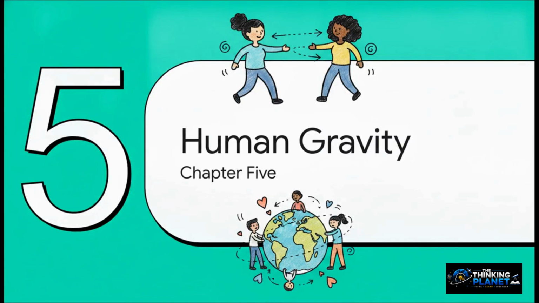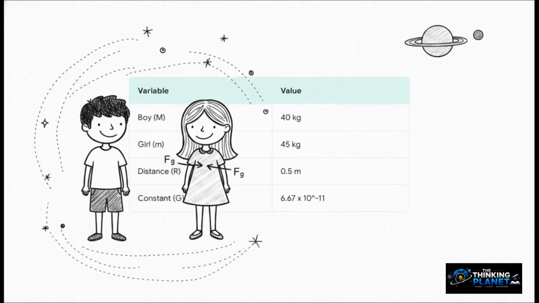Let's put this into practice. Chapter 5, Calculating Human Gravity. Let's test this in the real world with some everyday numbers. Imagine a boy and a girl standing next to each other. Capital M, the mass of the boy, is 40 kilograms. Small m, the mass of the girl, is 45 kilograms. The distance between them, our r value, is half a meter, so 0.5 meters.